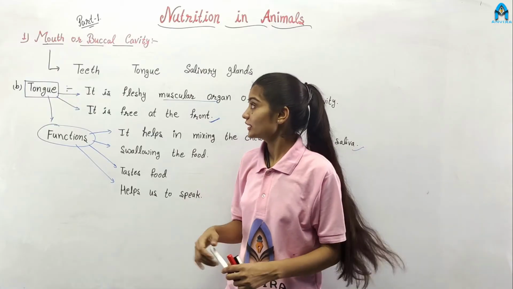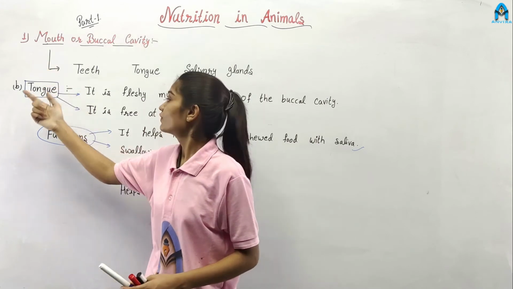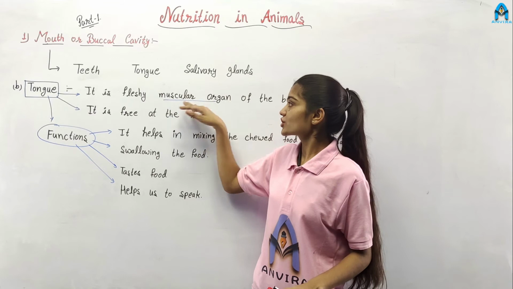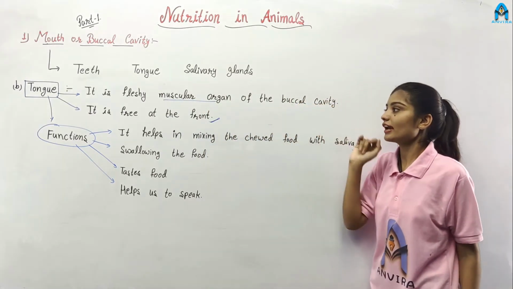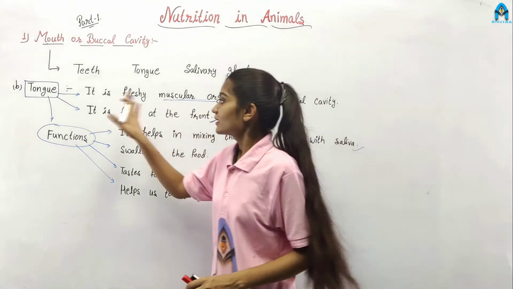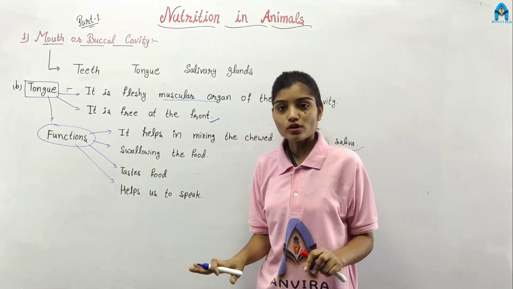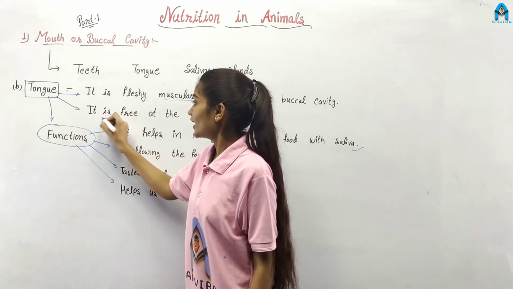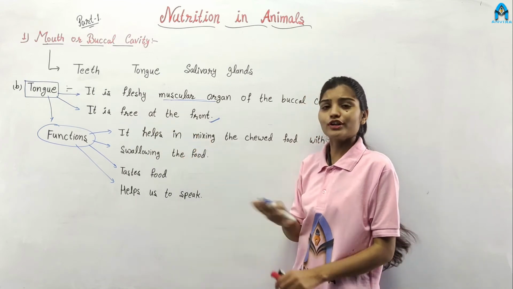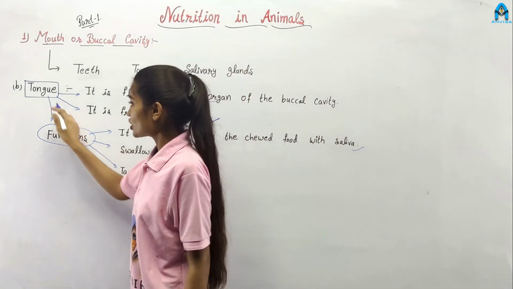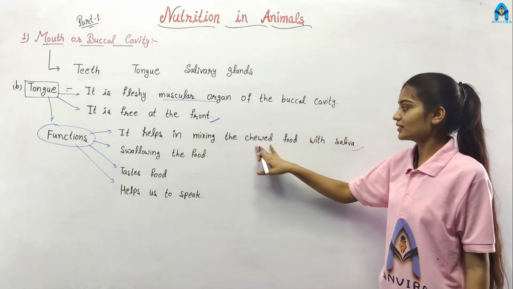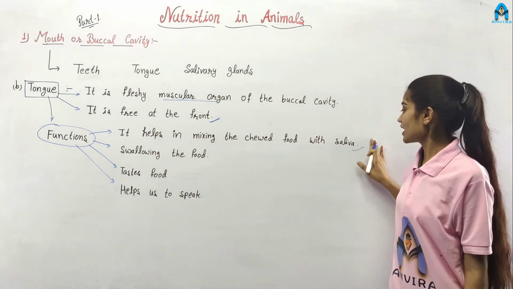Now we study the second part of the mouth, which is the tongue. It is a fleshy muscular organ of the buccal cavity, and the meaning of muscular organ is that in our tongue no bones are present. It is free at the front, that means it can be moved in all directions. The functions of the tongue are, first one, it helps in mixing the chewed food with saliva.